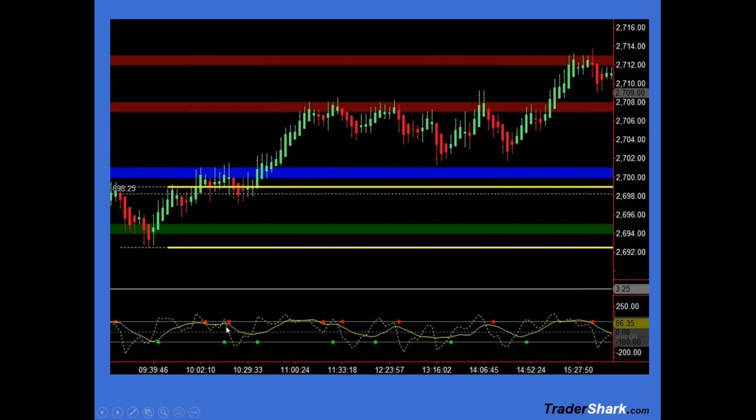Ooh, the pretty colors have arrived. So these are called shark bands. Red is for resistance. Green is for support. Do you think that these things work? Like a charm, man. I refer to them as religious in nature, right? I very much rely on my shark bands in the morning, and that's why I manually calculate them.